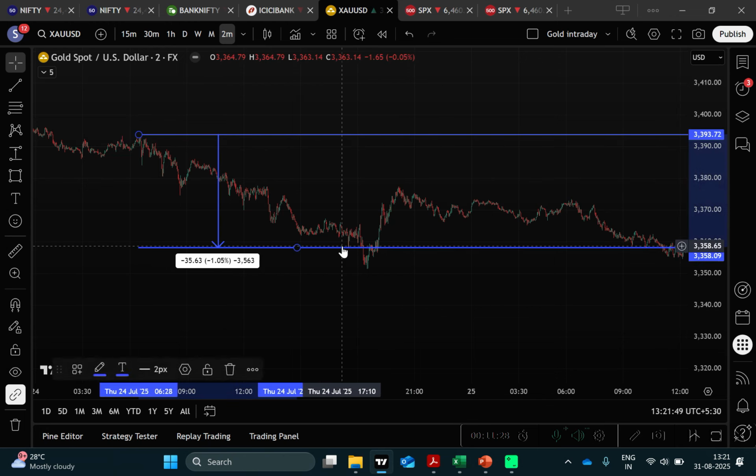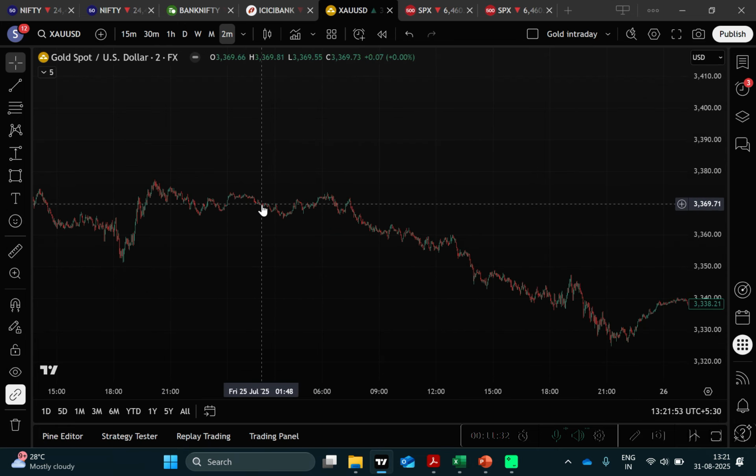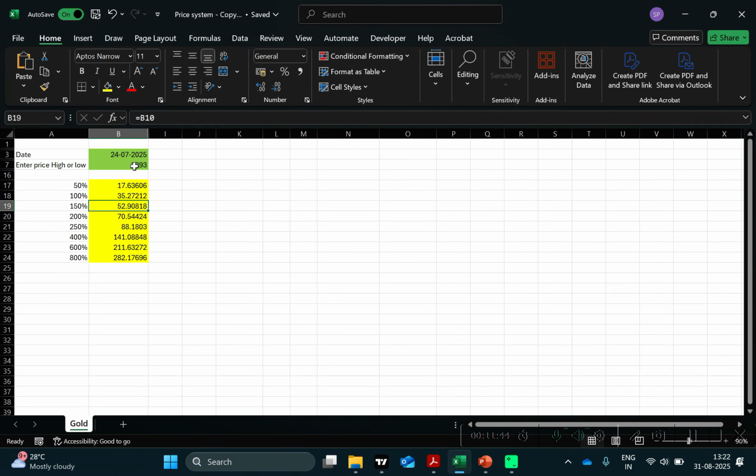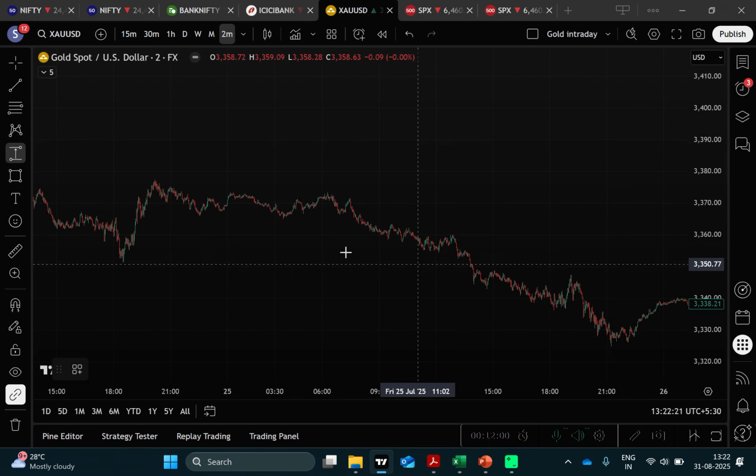Let's see for the next day. Let's see, 25th. The trend is down. And where is my high on 25th? It is 3373. 3373, and it is 25th. My range I am expecting is 34, 52, 69.